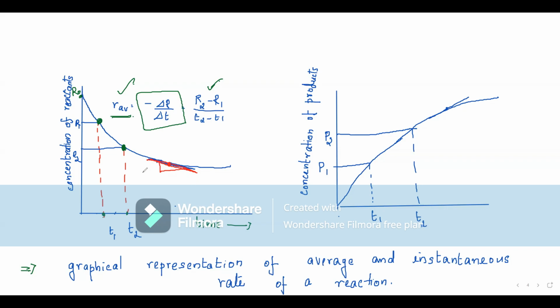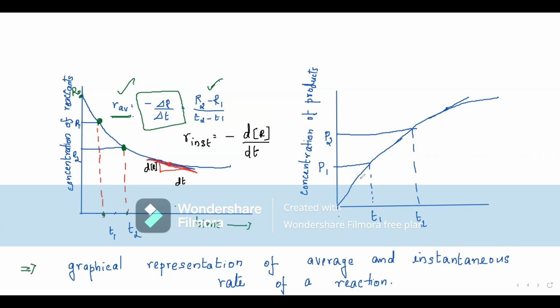Now if this tiny part here represents the change in concentration of the reactant, and this represents the time required for that change, then our instantaneous rate of reaction is minus dR by dt, because the concentration is decreasing, which happens to be the slope of the tangent also.